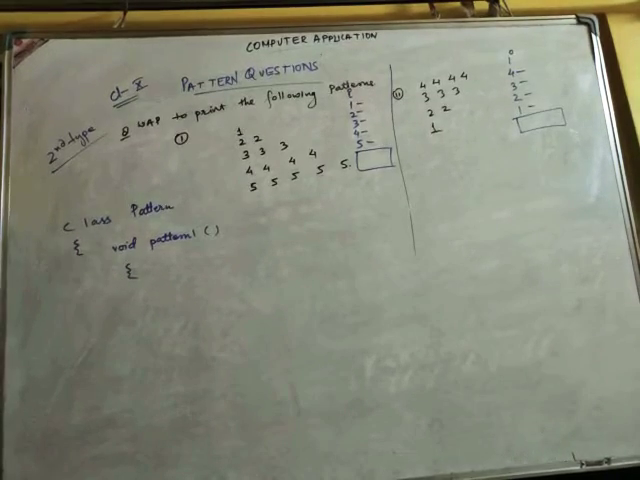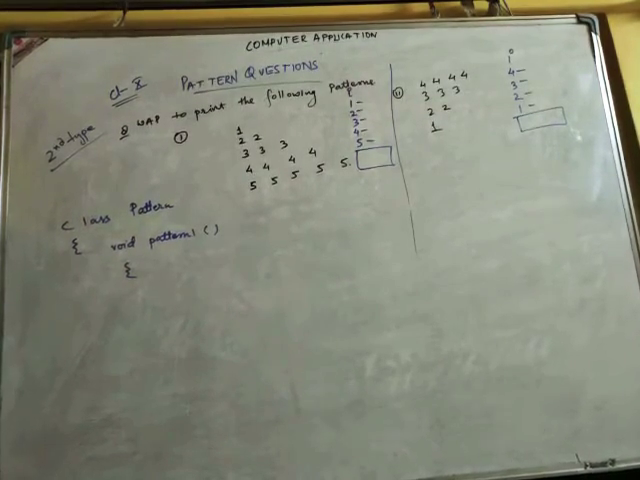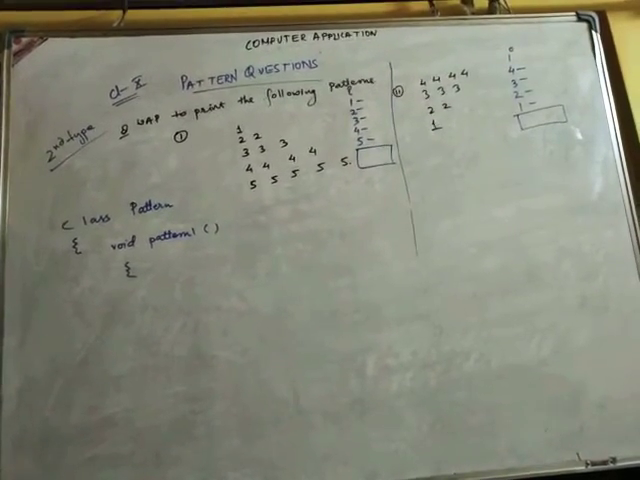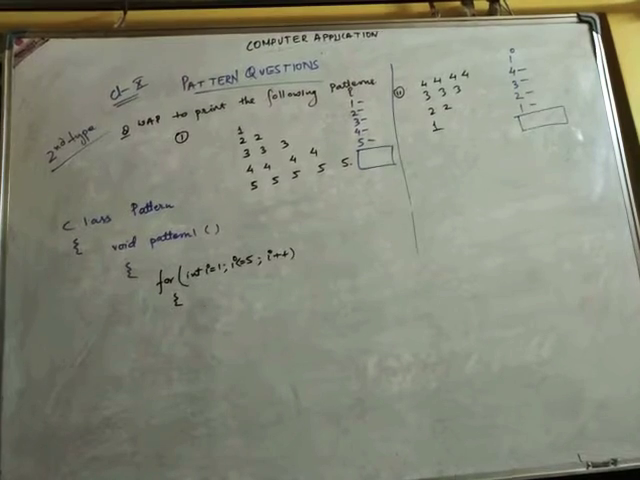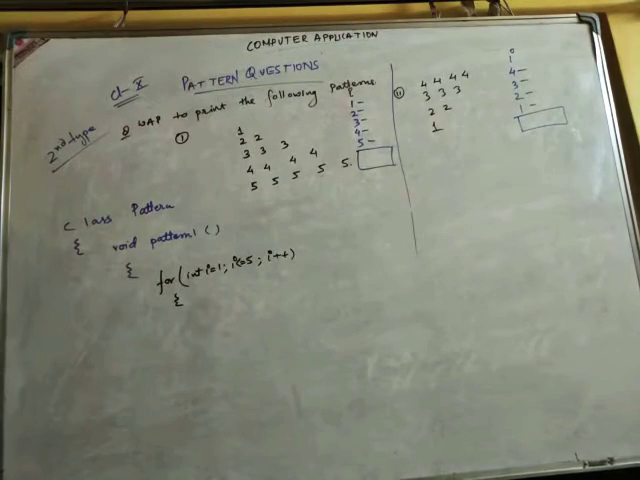Clear? Now we see the next one, what to fill. Based on this, let's write pattern 1 first. So for the loop we will write for int i equals 1, i less than or equal to 5, i plus plus. After the I loop, I need to make the J loop.